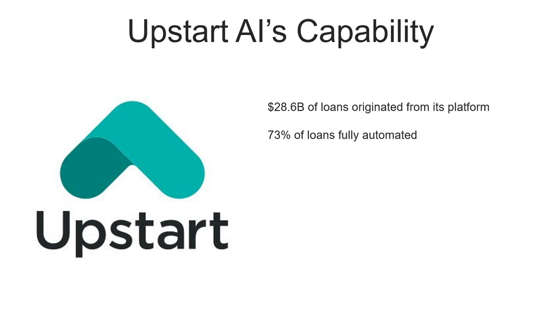So let's look at the Upstart AI capability. Upstart is a leading artificial intelligence lending marketplace designed to improve access to affordable credit while reducing the risk and cost of lending for its bank partners. The AI platform of Upstart makes most of the decisions without the need for manual intervention. Using the AI capability, Upstart has already approved more than $28.6 billion of loans from its platform. 73% of the loans are fully automated, which means there is no manual intervention for loan approval.